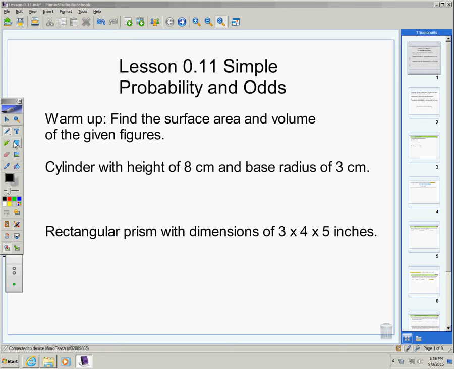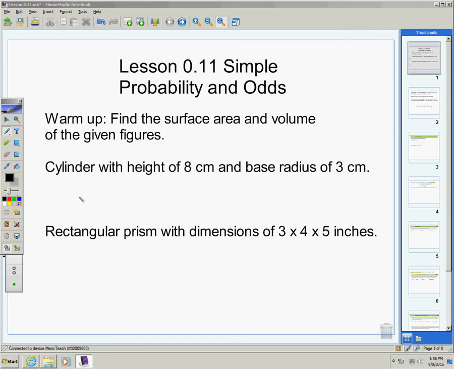So for this lesson, we're going to be talking about simple probability and odds. And for the warm-up, it's just a review of yesterday's lesson. Find the surface area and volume of the given figures. I'm not going to take the time to show you how to solve that, but I will write the answers down so you can check your answers.